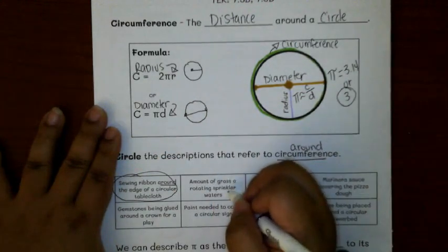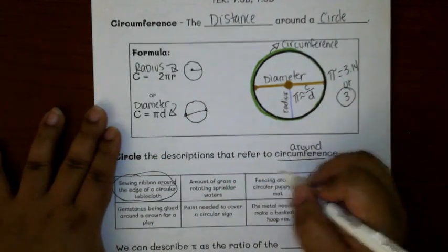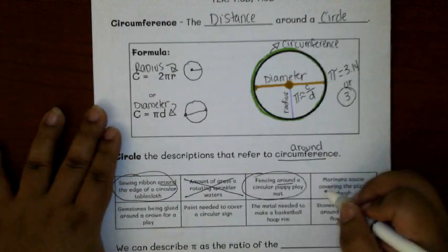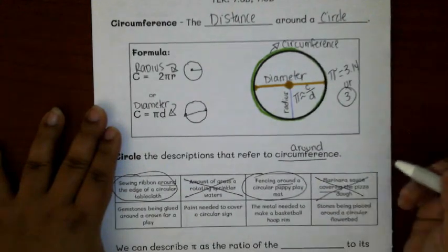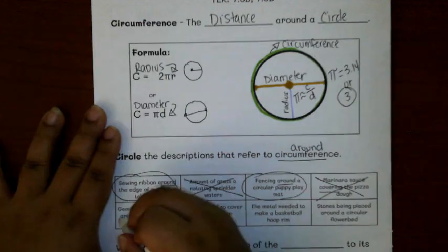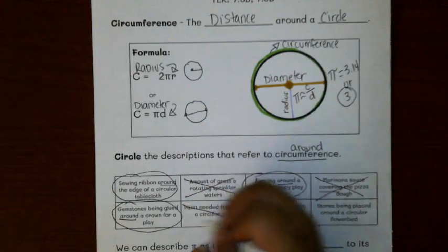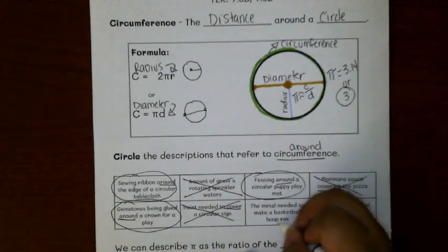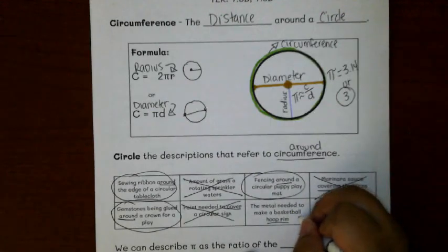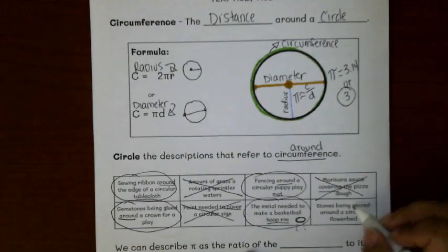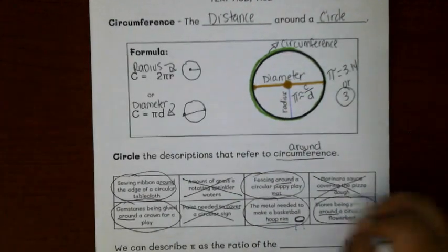This one says rotating sprinkler, like what does it cover? That's not going to be one. Around, this is one. Marinara sauce covering, that is area, not circumference. Gemstones being glued around, this is a circumference question. Paint needed to cover, cover would be area. The metal needed to make a basketball hoop rim. So if you think of a basketball hoop rim, I did this differently last time, but I think it's like this, something like that. This right here is just the circumference, so this is one, okay? Stones being placed around, that's another circumference question, okay?